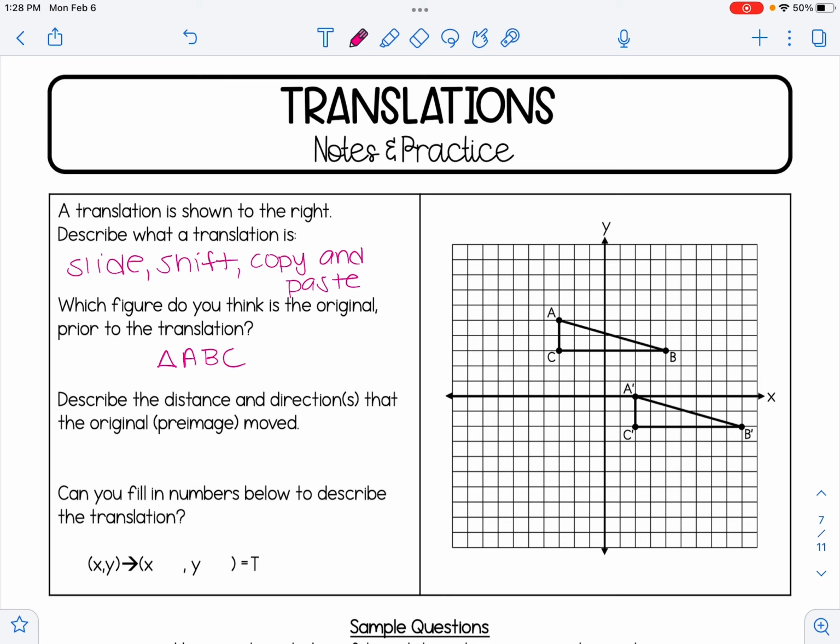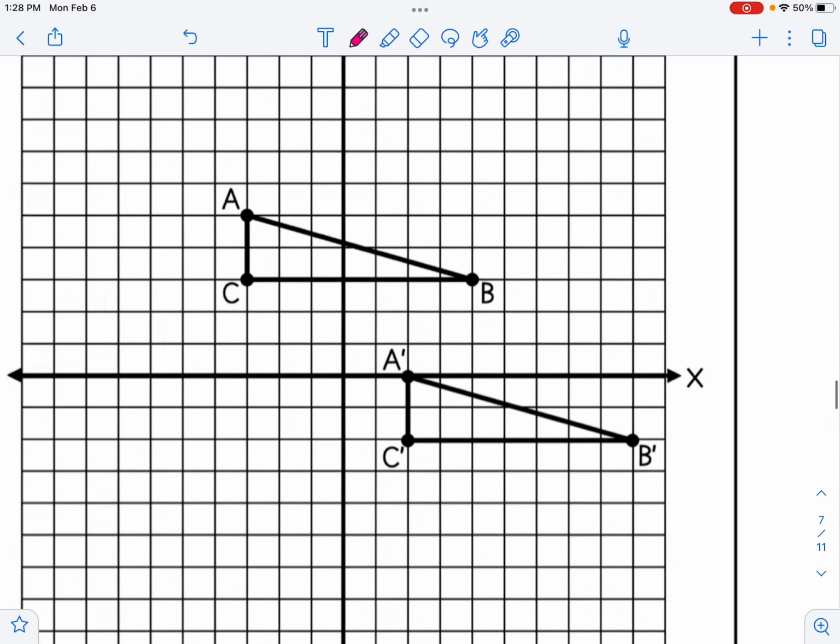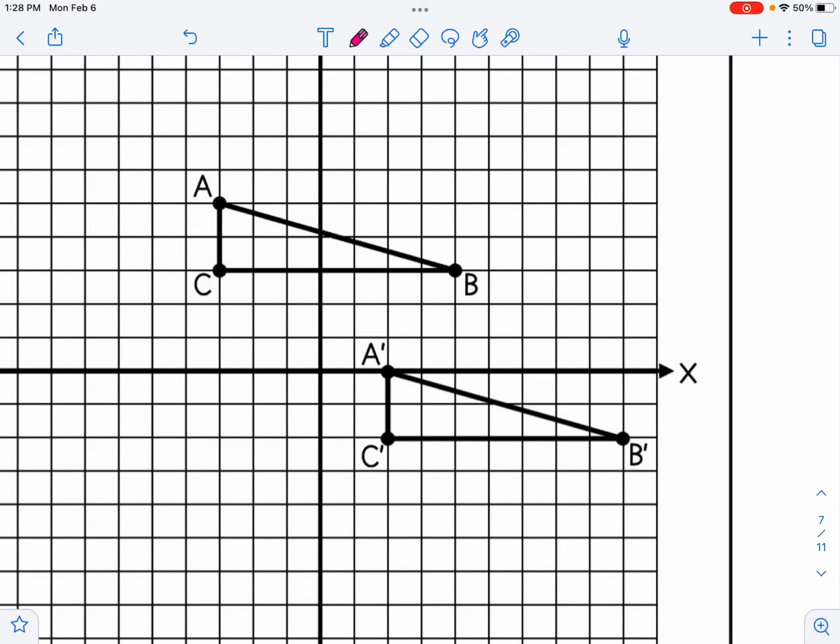To describe the distance and directions that the original pre-image moved, we have to start by picking any two corresponding points. Regardless of which set you pick, we will all get the same answer. So you can pick A and A prime, B and B prime, or C and C prime. Let's say I pick B and B prime. I can see that the pre-image B was shifted 1, 2, 3, 4, 5 boxes to the right, and 1, 2, 3, 4, 5 boxes down. Again, if you did that with A and A prime and C prime, you would get the same answer.